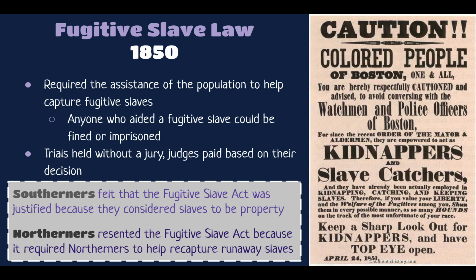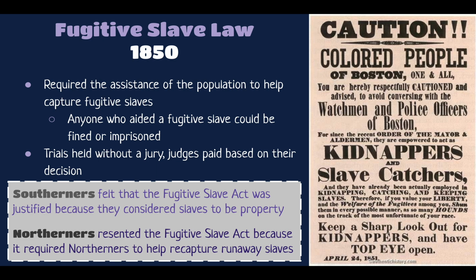And so we have this system where there are essentially bounty hunters who are capturing runaway slaves or just accusing people of being runaway slaves so that they can be sold back into slavery. Southerners felt that this was a very reasonable law because they considered slaves to be their property, but Northerners were incredibly upset because not only was this an unfair situation, but it also was now requiring Northerners to assist in the process of returning runaway slaves.